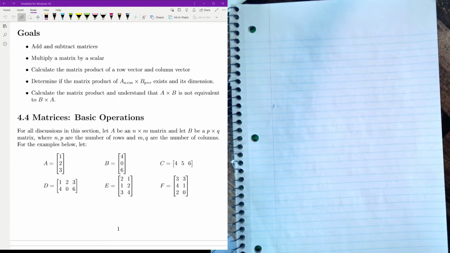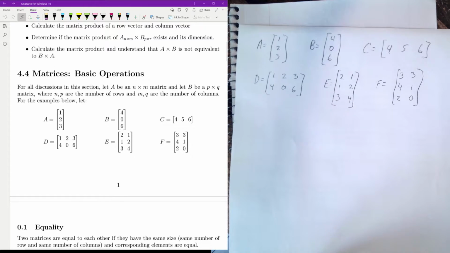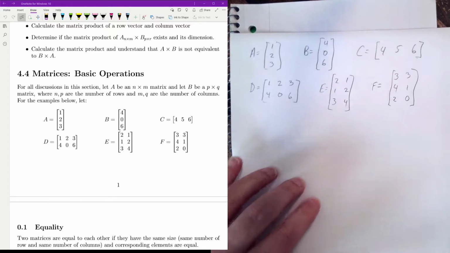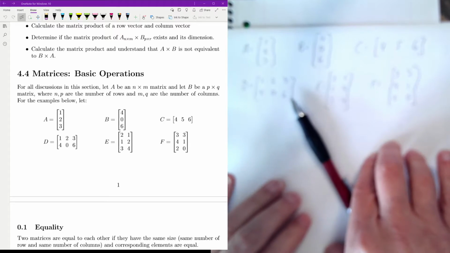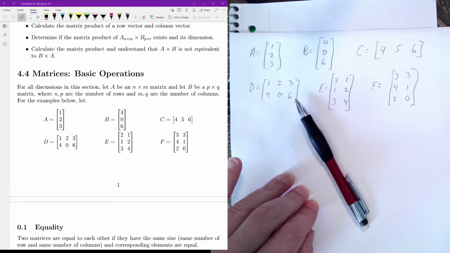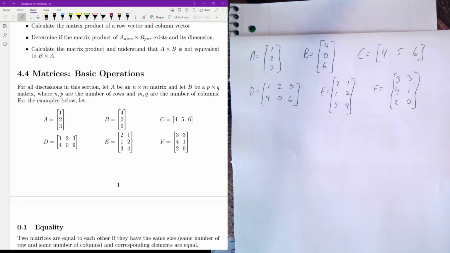So first off, in my examples, I'm going to be using a couple of matrices, and I copied these matrices down as well. So this is the same set of matrices. And recall that a matrix dimension or size is determined by the number of rows and then by the number of columns. So an m by n matrix. We're going to assume that we have a variety of matrices, A, B, C, D, E, and F as given.